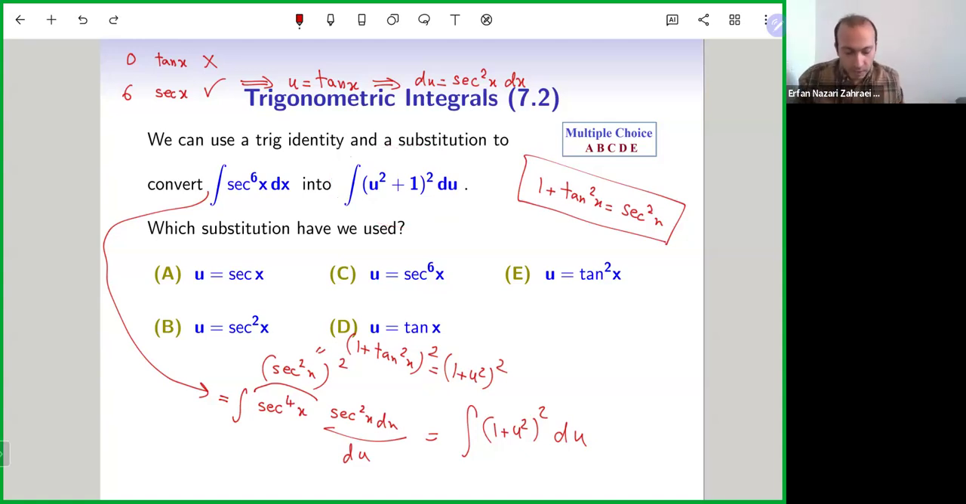But the answer is what substitution I need to do. The answer is just u equals tangent. I could just give the correct choice at this moment, but I want to go over all the details behind every single question. That's why I do even more than what you are asked to do in these questions.